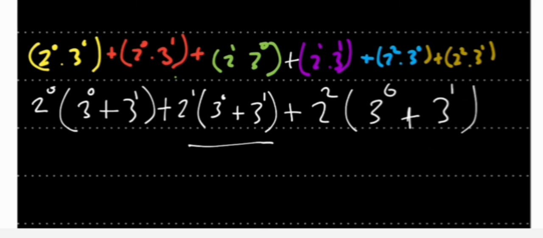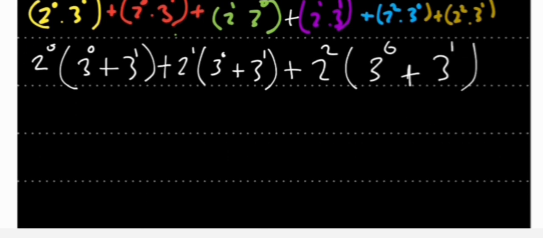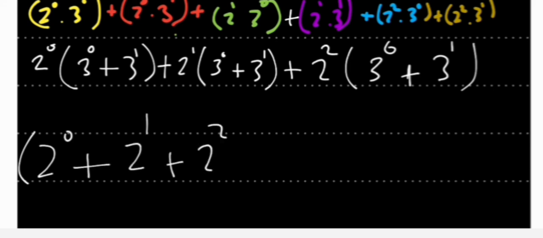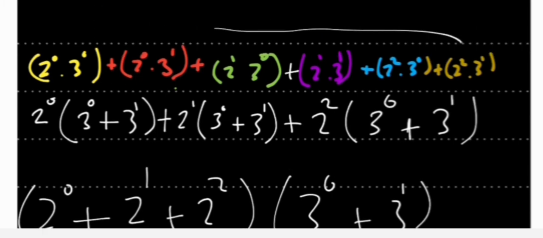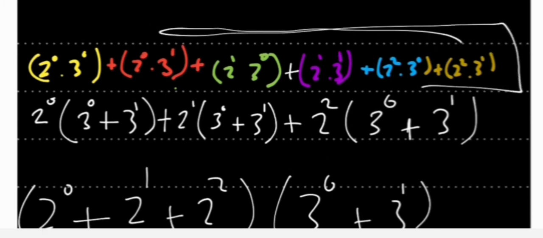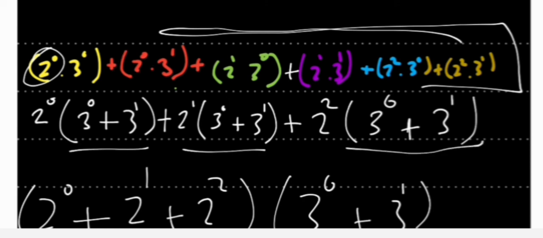So how can we represent this? Well, we can represent it like this: 2 to the 0 plus 2 to the 1 plus 2 to the second multiplied by 3 to the 0 plus 3 to the 1. Why can we do this? Because I did the same thing that I did in this step over here. In this step, I was taking the 2's in evidence, right? In this step, I took the whole parenthesis of the 3 to the 0 plus 3 to the 1, okay?